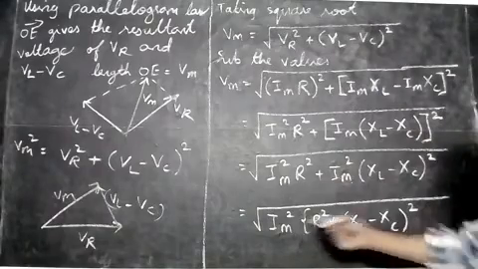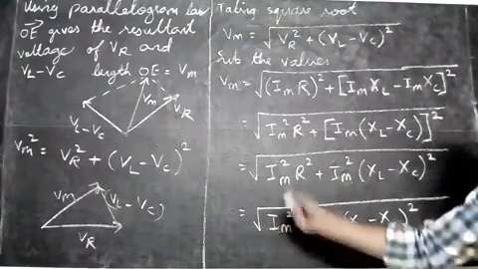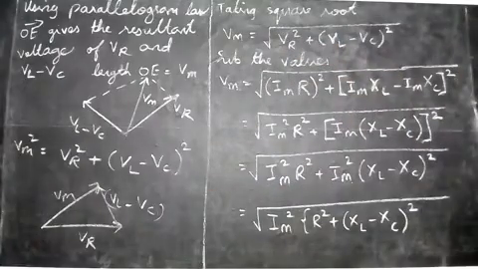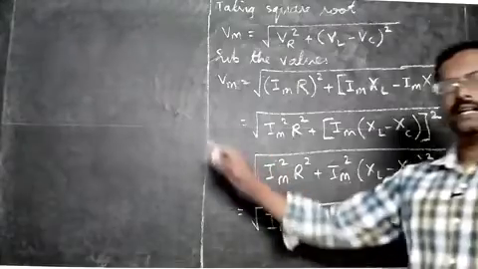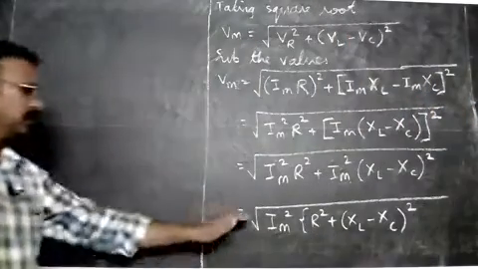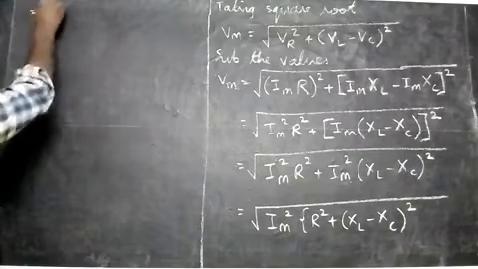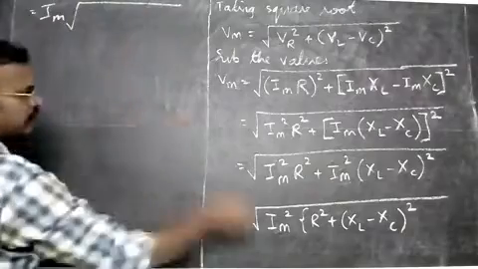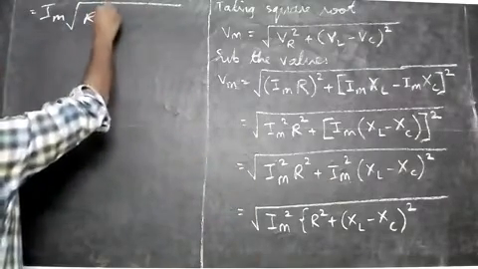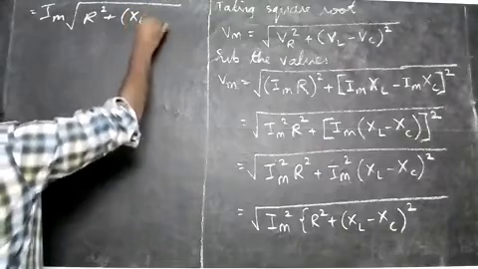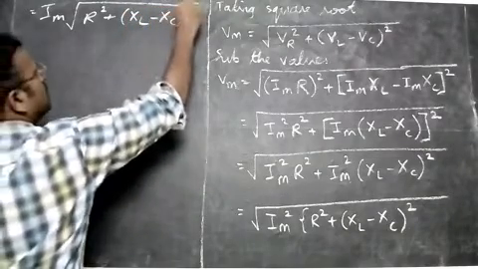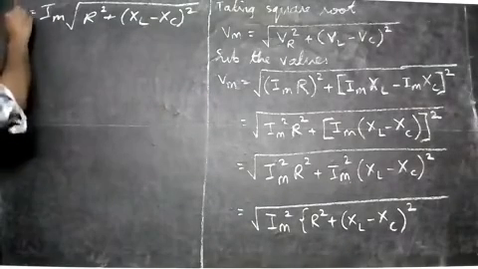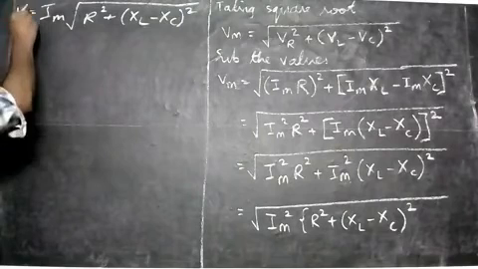Now when you take the root, Im square, this Im will go outside. Let me write on the left side now. I erase the left side. Let's continue. When you take the root, you get Im outside, the square terms go outside, then root of R square plus the second term, that is (XL minus XC) the whole square. This term will come. And on the left side we have this Vm. We should not forget that. Let me write it. Vm.